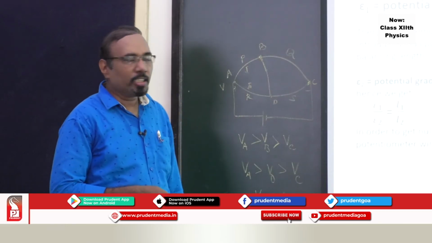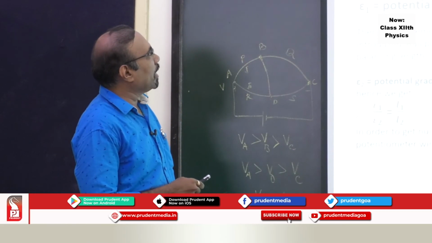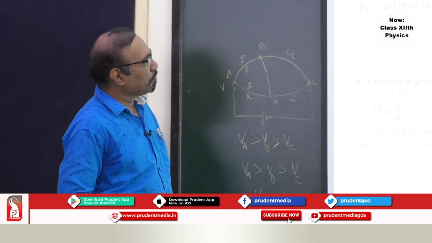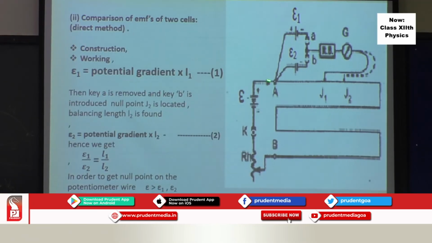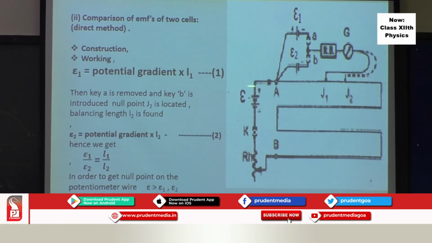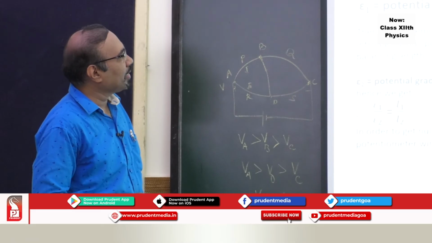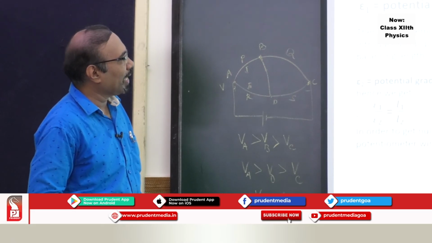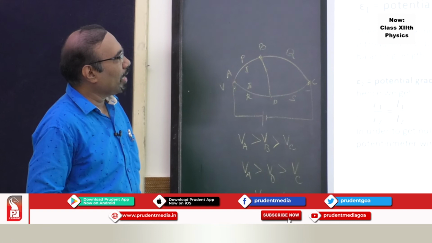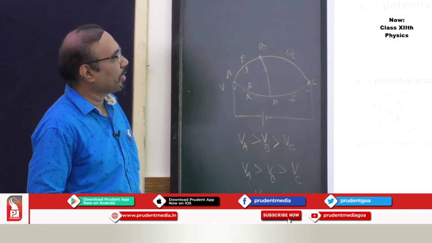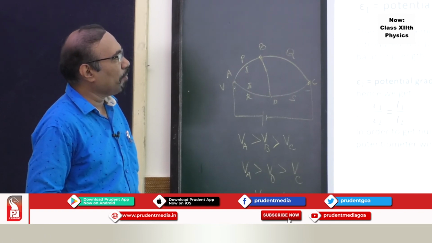The next use of the potentiometer is to compare the EMF of two cells. Again, you can explain the construction. How does it work? Very easy. You put two cells this way. There is a small resistance box here and a galvanometer here, and then pass the current. First, you put cell E1 in the circuit and find the balancing length L1. Balancing length L1 is where the galvanometer reads 0 when you touch at this particular point.